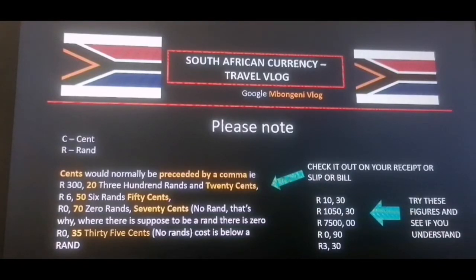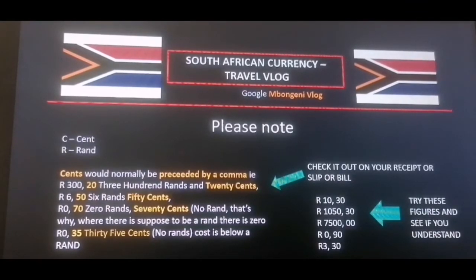For example, that is 300 rand. So before the commas, all are rands. After the commas are the cents. You can see again there 6 rand 50 cents. No rand is 70 cents. No rands is 35 cents. So you can try the other part on your right hand side there, and then you will see, if you are paying, that on your slip or receipt they will print it and give it back to you. You will see if it's 10 rand 30, then it's 10 rand plus 30 cents. So forth, if it's 1,050 rand 30 cents, all as it's written there.